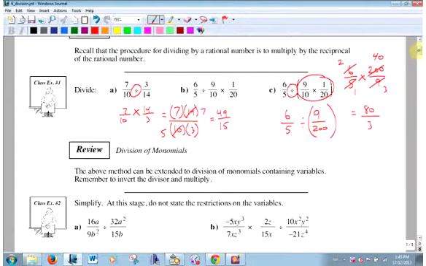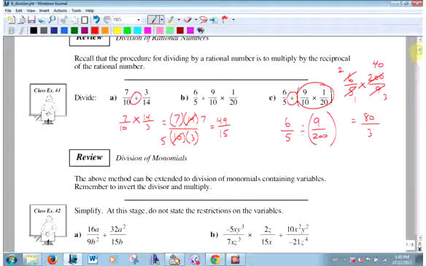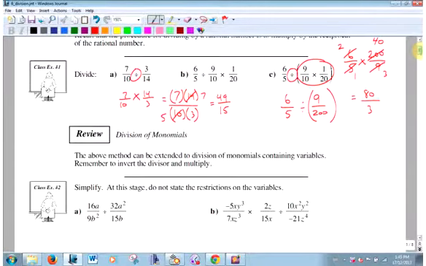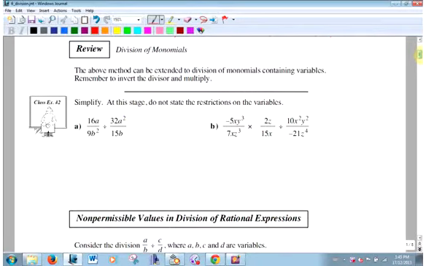Okay, so that would have been, I don't know, what grade did you do things like that? 8? 9 maybe? I don't know. Okay, but now we get variables. At this stage, do not state restrictions. Okay, well, I'll say that in a minute. So let's not worry about that for now. What do you want to do? You just want to flip it.